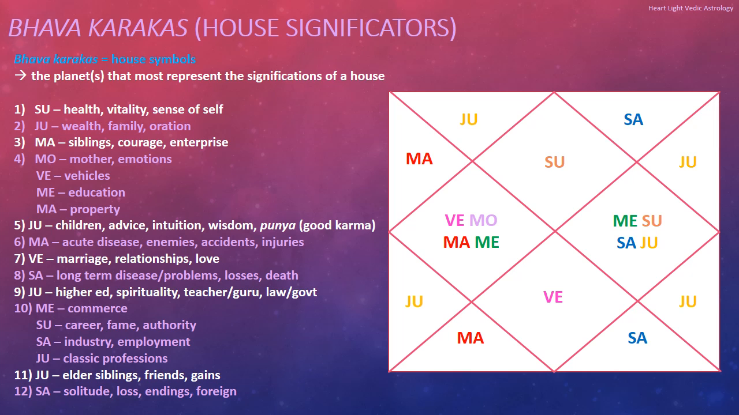Now, Jupiter represents things like wealth, family, especially children, oration, oral speech, and so does the second house. The second house represents wealth, especially assets, family, inner circle, and oral communication. So Jupiter is the Bhava Karaka, the house significator, or the planet signifying the house for any chart.